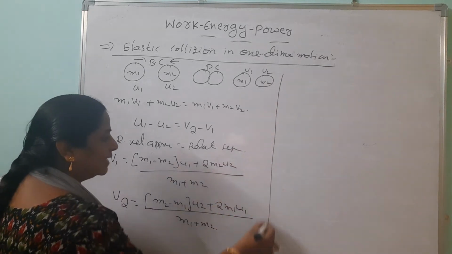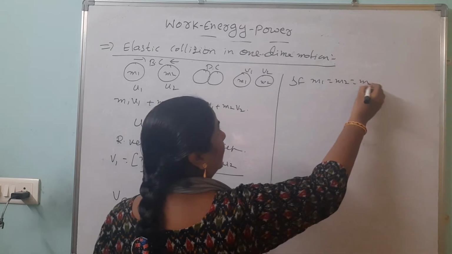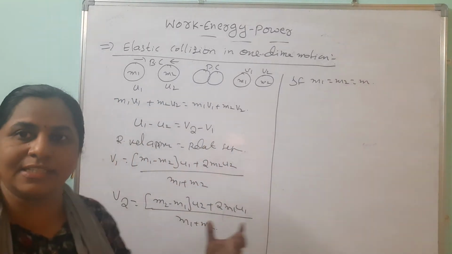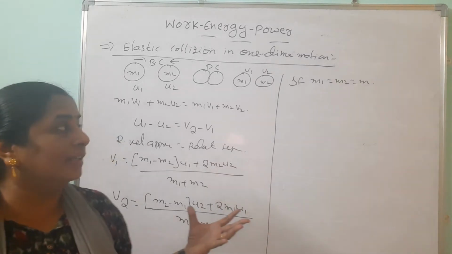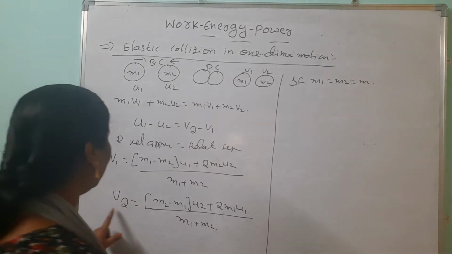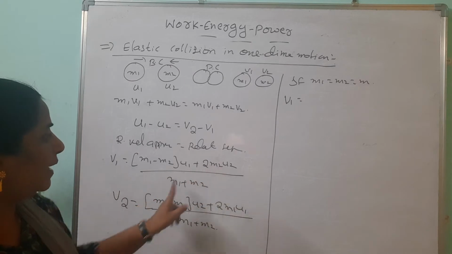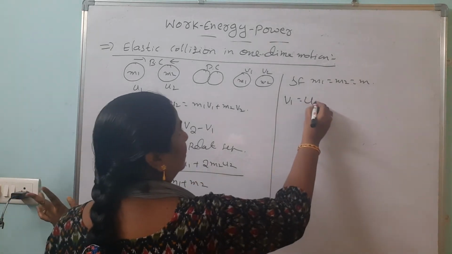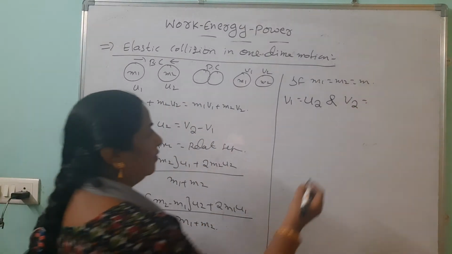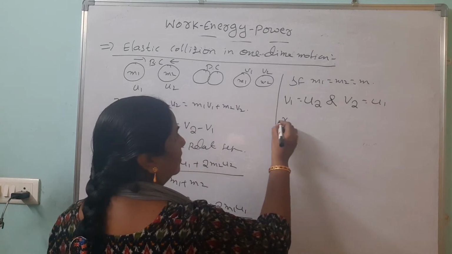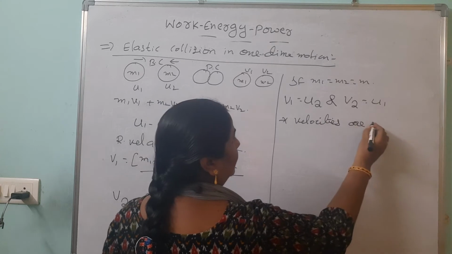Here some special cases are also there. Suppose m1 equals m2 equals m. Before collision, the first body velocity is u1 and the second body velocity is u2. Then what about after collision? After simplification, this term becomes 0, 2m by 2m is cancelled, and v1 equals u2 and v2 equals u1. From this you understand that if masses are the same, the velocities are interchanging.